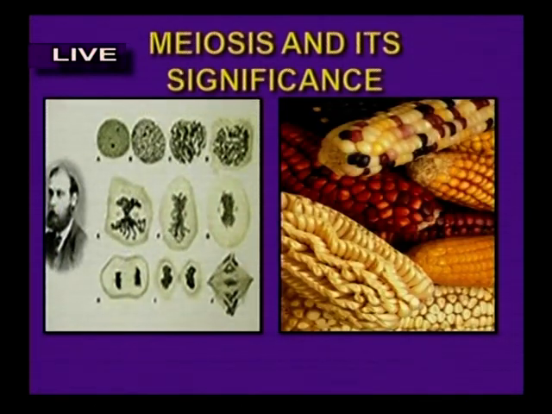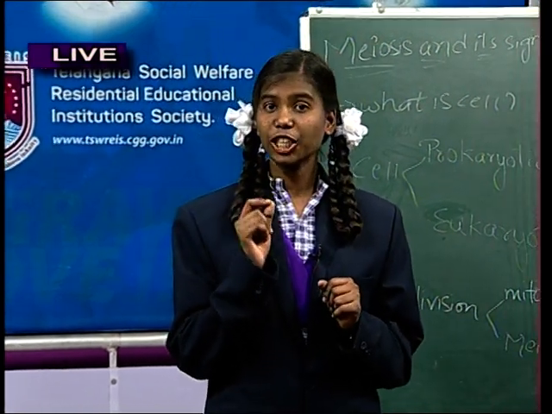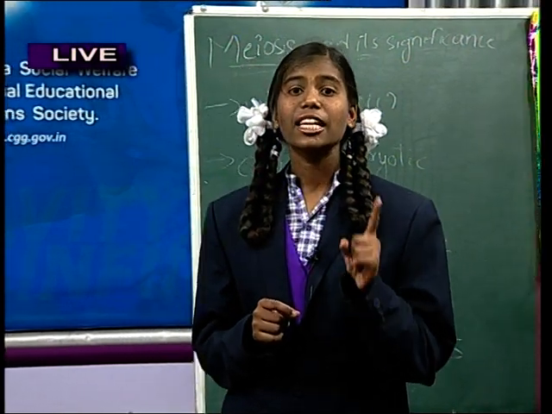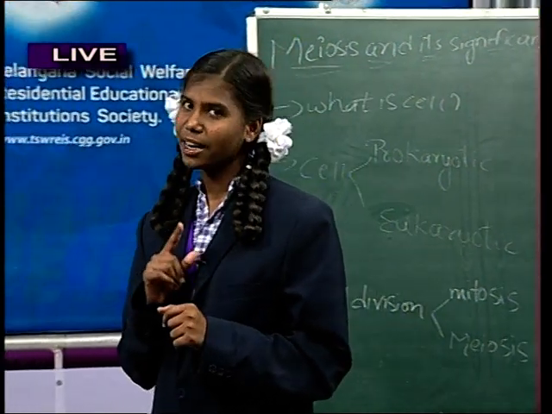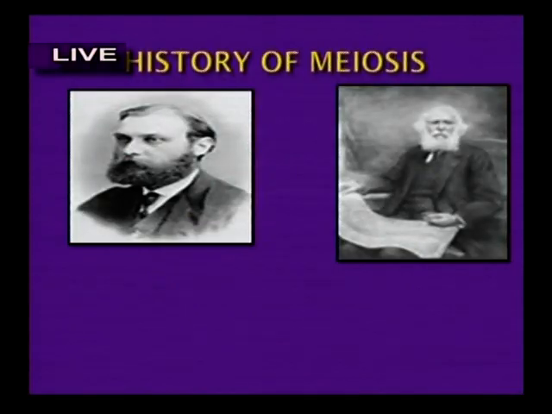See friends, this is the significance of meiosis and history. Listen carefully, friends, meiosis was first discovered and described in sea urchin eggs in 1876 by the German biologist Oscar Hertwig. Friends, are you following me? See here, he is Oscar Hertwig.